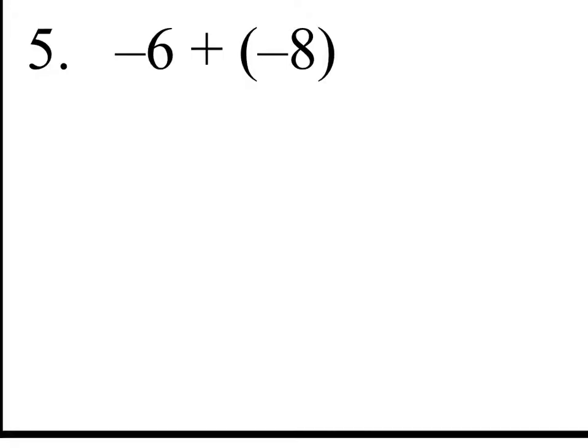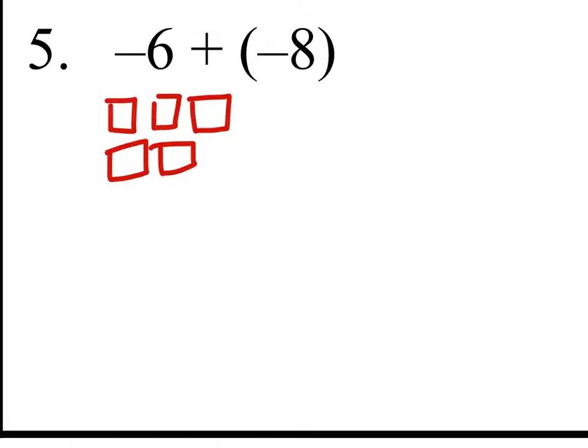1. Alright, number 5, -6 plus -8. Is that absolute value or just parentheses? Those are parentheses. So, -6 and -8, that means it's going to be positive. So, you do 6 negative tiles. And then 8 negative tiles.